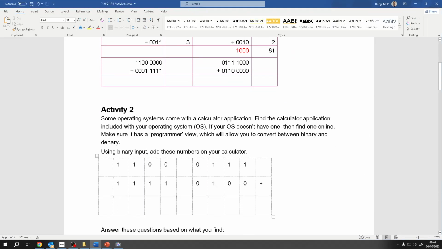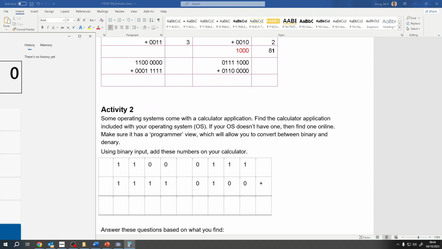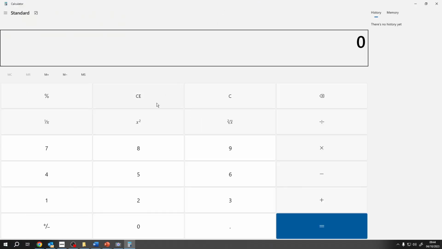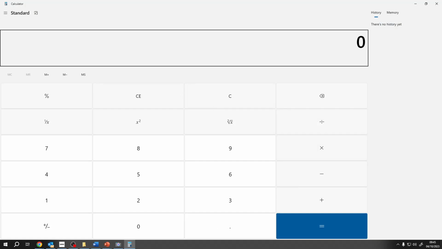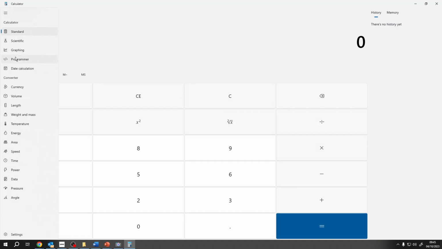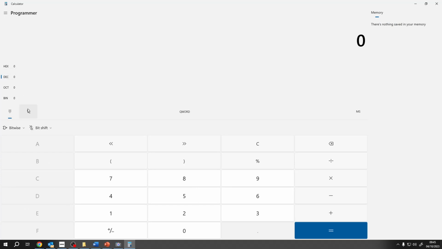All right, so for activity 2, it mentions a calculator. You know you've got that calculator button on your keyboard, and some people mash it, and it's really irritating, so don't do that. But it says, open it up and switch to the programmer view, which allows you to convert between binary and denary. So we've got the standard view at the moment. I want the programmer view. And in the programmer view, you can type in binary, octal, decimal, or hexadecimal. At GCSE, we know about binary. We already know about decimal. It's another word for denary.